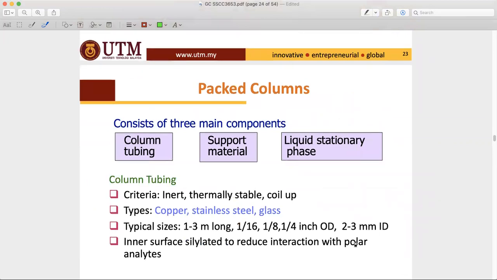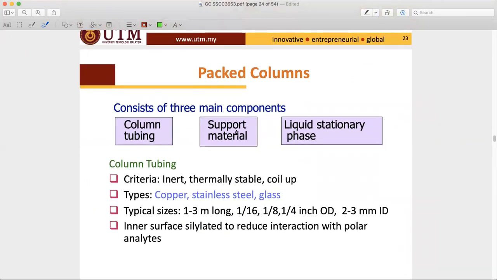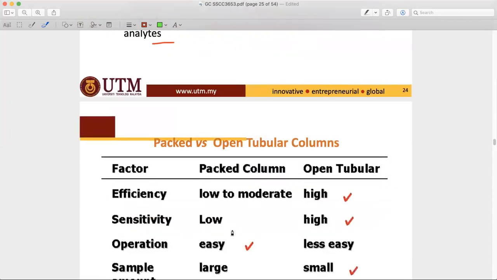Okay, packed column. It consists of three main components, which are the column tubing, the support material, and the liquid stationary phase. The column tubing must be chemically inert, thermally stable, and must be able to coil up. Usually the column tubing is copper, stainless steel, or glass. The typical size is usually 1 to 3 meters long, and the internal diameter is usually 2 to 3 millimeter. The inner surface is usually silanized to reduce interaction with polar analytes. Okay, this is packed column.